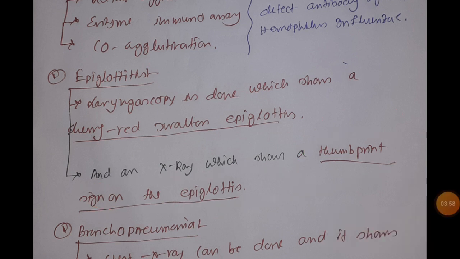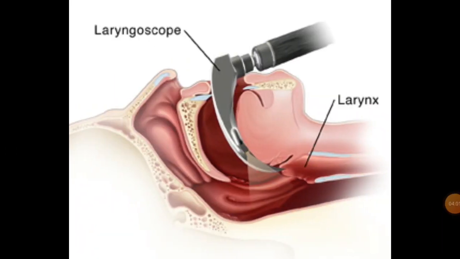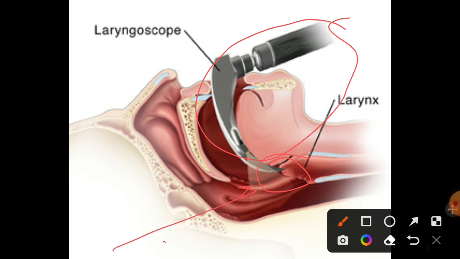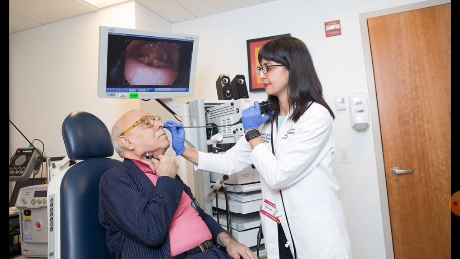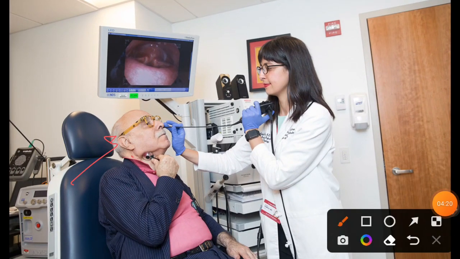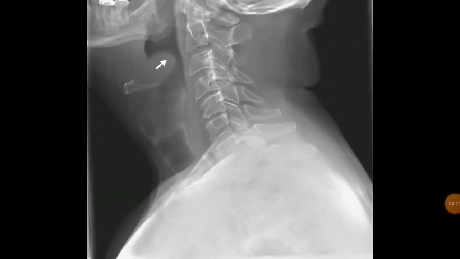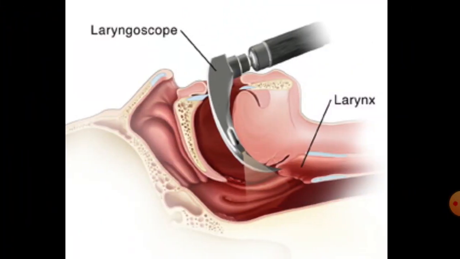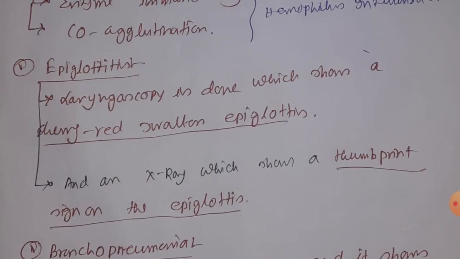Okay, so let's see the picture. This is the laryngoscope. With this laryngoscope we are doing laryngoscopy. If you get a cherry red swollen epiglottis picture after laryngoscopy, then you can conclude that yes, epiglottitis has occurred. So that is how laryngoscopy is done. And this is the X-ray plate where we are getting the thumbprint sign on the epiglottis. All the pictures I have taken from Google.